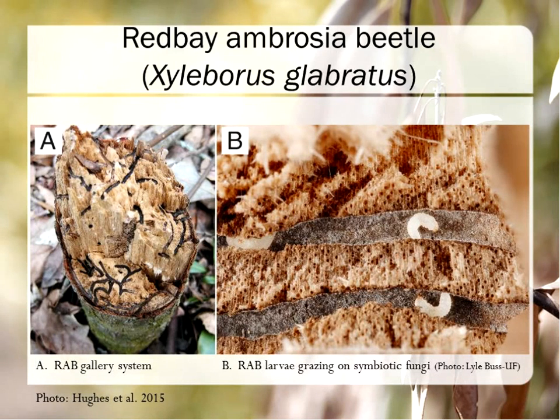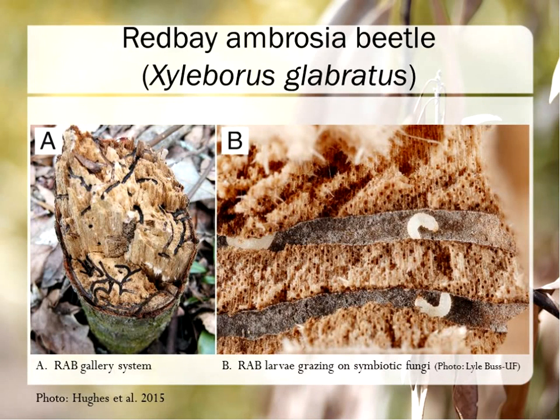Again, you can see these galleries. There's the fungus. This is not the laurel wilt fungus actually within it. It's likely another decay fungi that has colonized these tunnels. Letter B, you can see the larvae developing here, and this white fuzz is actually that symbiotic fungus.